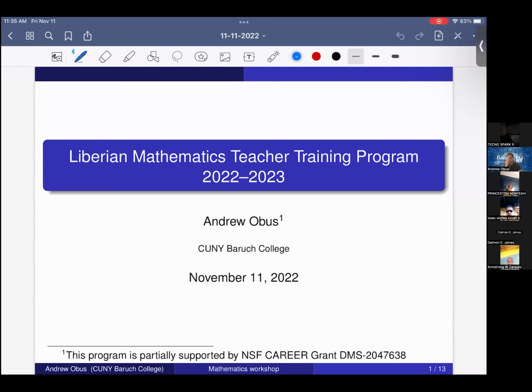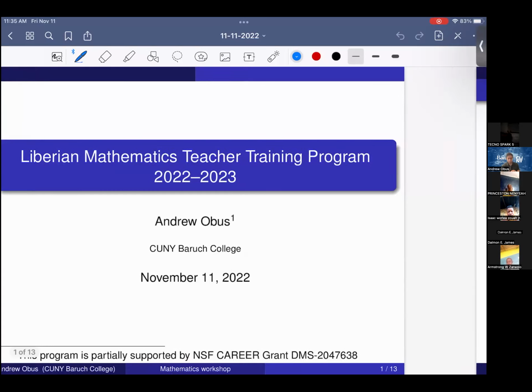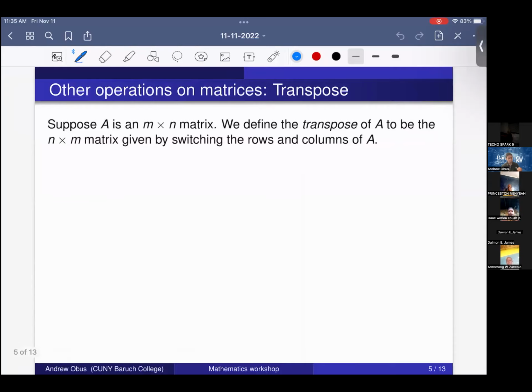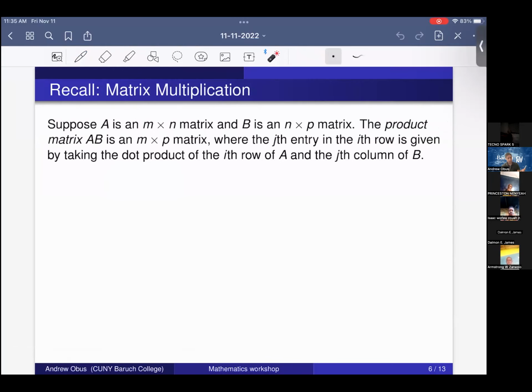We're going to continue today talking about the material about matrices that we did last time. We'll go over the homework, which I think is a little bit easier this time than some of the other ones. Before we go over the homework, I want to recall that all of this homework is about matrix multiplication. If we have an m by n matrix and an n by p matrix, then we can take their product together, and that gives us an m by p matrix. The jth entry in the ith row is given by taking the dot product of the ith row of A and the jth column of B.